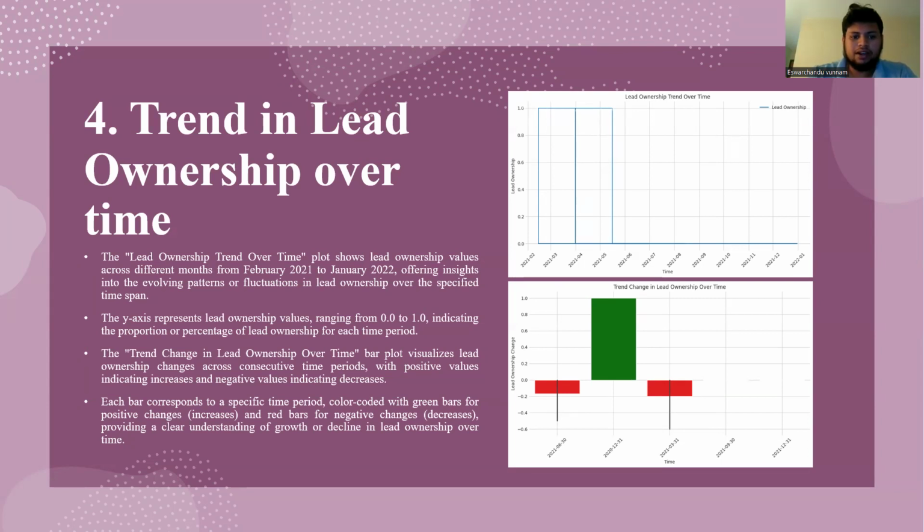The trend changes in lead ownership over time bar plot visualizes lead ownership changes across consecutive time periods, with positive values indicating increases and negative values indicating decreases. Each bar corresponds to a specific time period, color coded with green bars for positive changes and red bars for negative changes, providing a clear understanding of growth or decline in lead ownership over time.